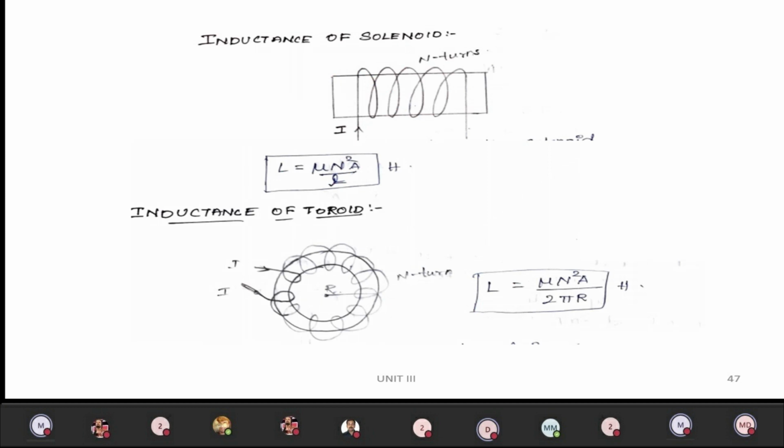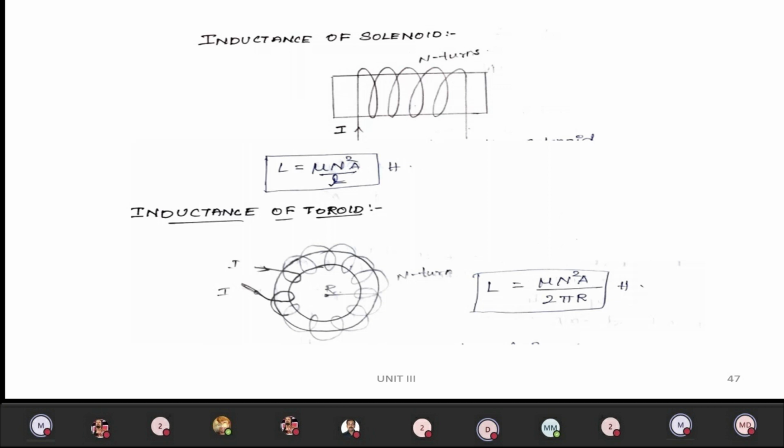Then later on we can go for the inductance of the solenoid. A rectangular coil with n turns is what we call a solenoid, and a circular coil with n turns is what we call a toroid. We can calculate the inductance of the solenoid and of the toroid. For the solenoid, L equal to mu n square A by L. That is what we call the inductance of a solenoid.